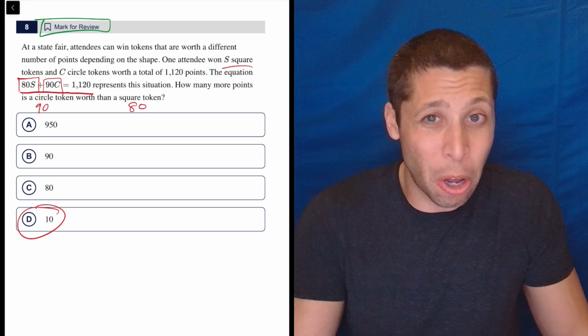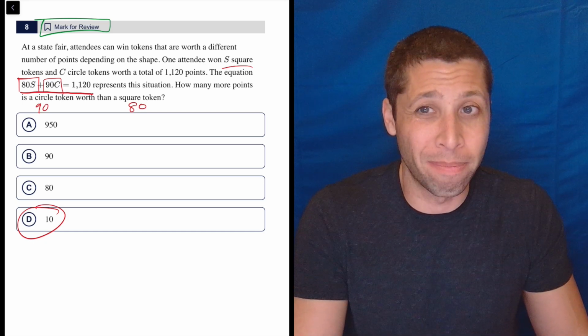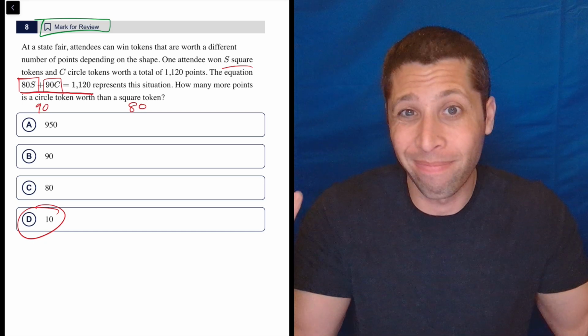Again, I don't want to call it a slope. It's not a slope, but it's a rate. And so that's all they're asking here. Compare the rates, do some subtraction. That's the whole question.